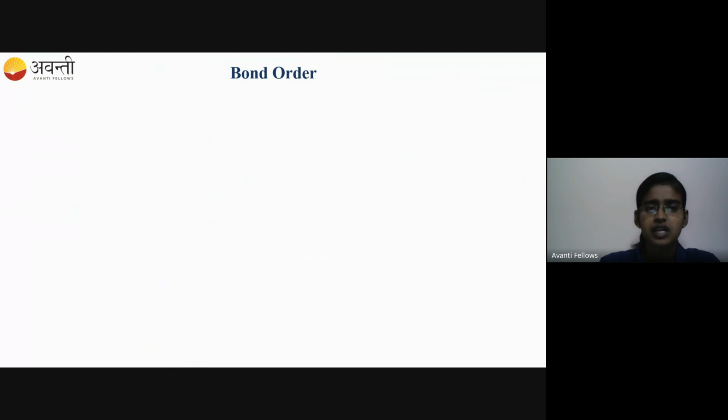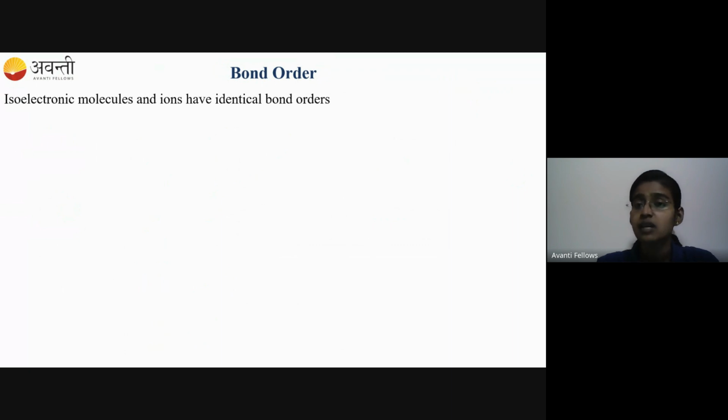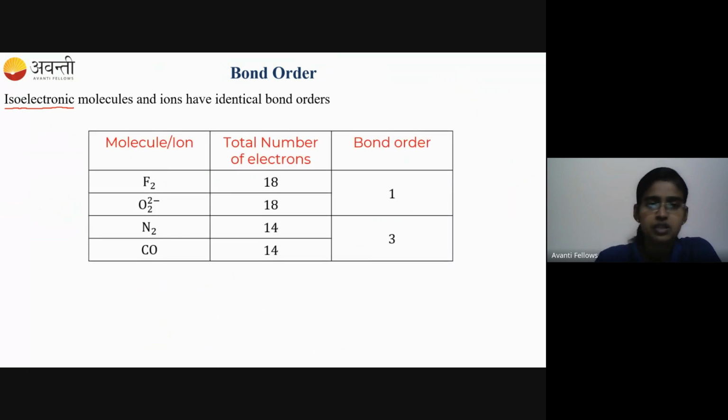Okay. And coming to one more piece of information about bond order: isoelectronic molecules and ions have identical bond order. What is meant by isoelectronic? Iso means same, electronic means electrons. Molecules or ions containing the same number of electrons will have the same bond order. For example, you see here fluorine F2. How many electrons are there for fluorine? For one fluorine, the atomic number is 9. For F2, it is 9 plus 9, 18, right?